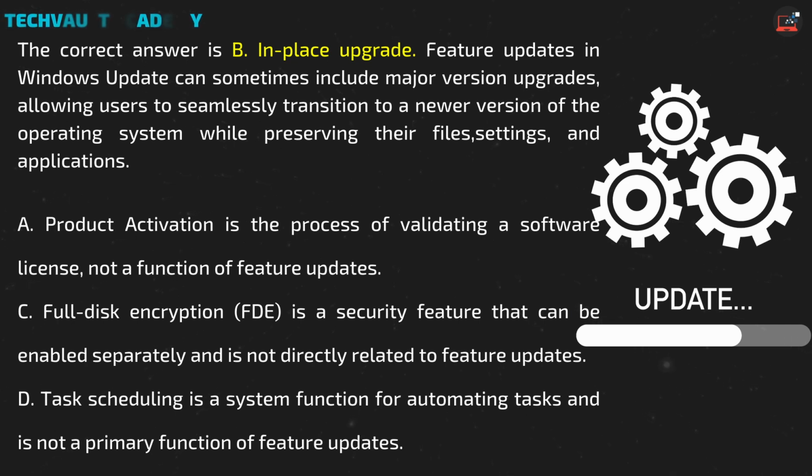A. Product activation is the process of validating a software license, not a function of feature updates. C. Full disk encryption, FDE, is a security feature that can be enabled separately and is not directly related to feature updates. D. Task scheduling is a system function for automating tasks and is not a primary function of feature updates.